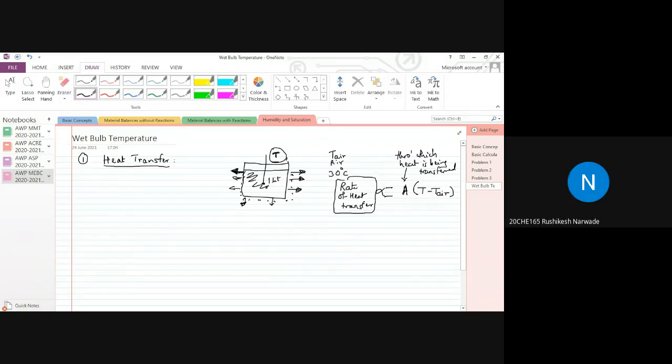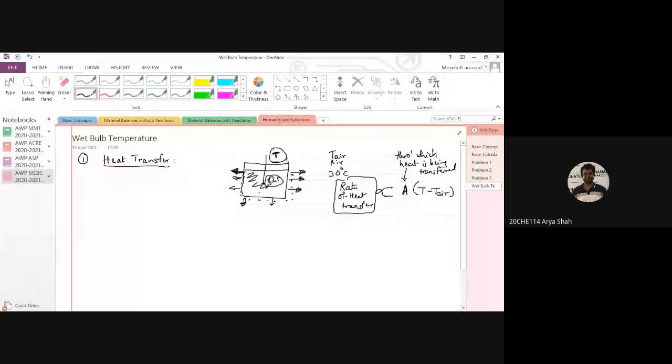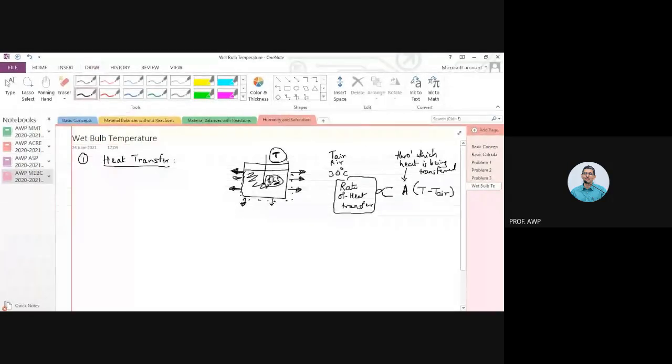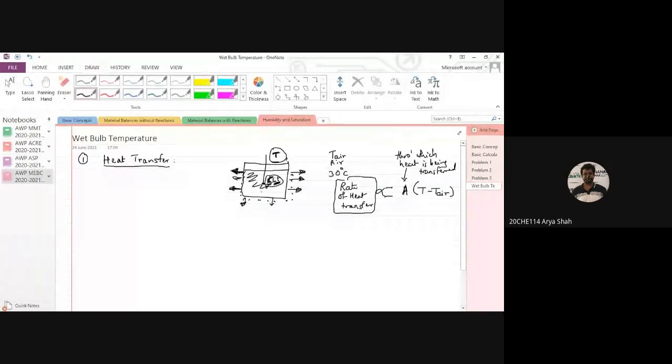Yes, sir. More area, would it be the amount of the substance that is present? Yeah, obviously, if I take 1 liter and if I take 5 liters, the surface area will also be different, right? Surface area per unit mass or per unit volume of the liquid. That is what is really important. Okay, so right now let us just say area.